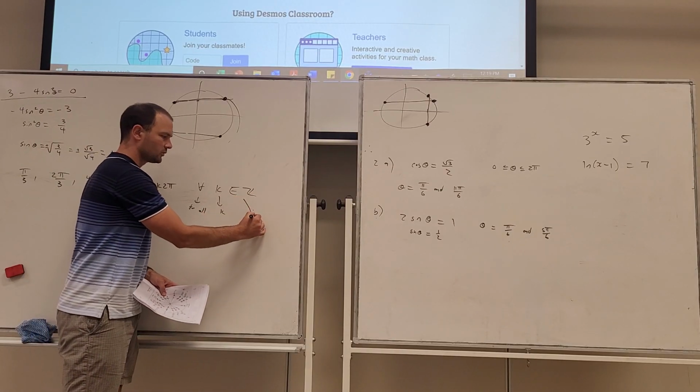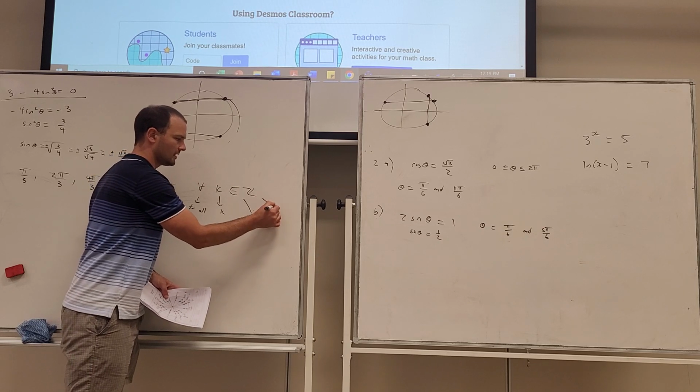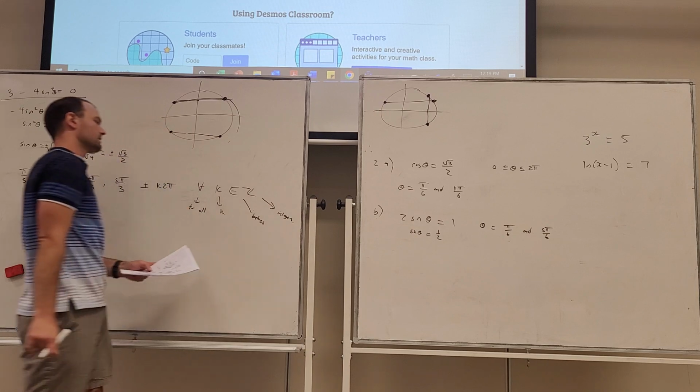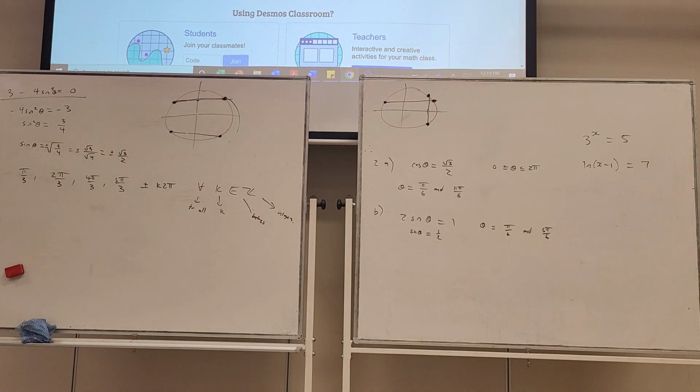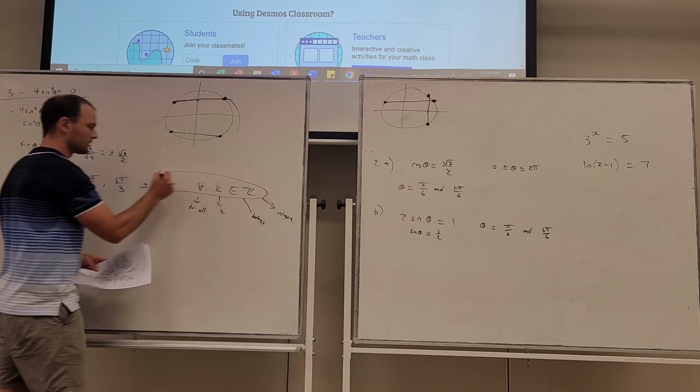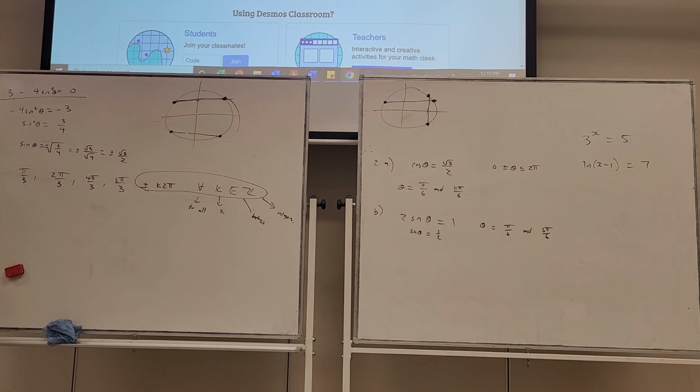E means belongs to, and Z is the set of integers. And what are integers? Integers are whole numbers. So that's what that notation means, okay? But the important takeaway from it is, if we want to include all solutions for a trig equation, that's how we're going to do it. Plus or minus k2π for all k ∈ Z.